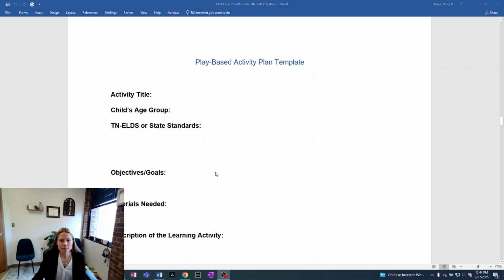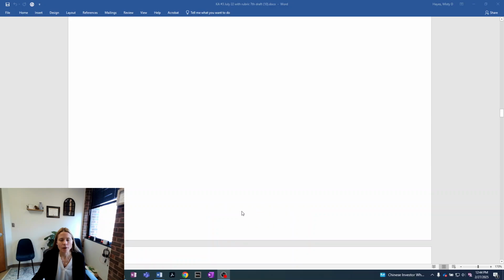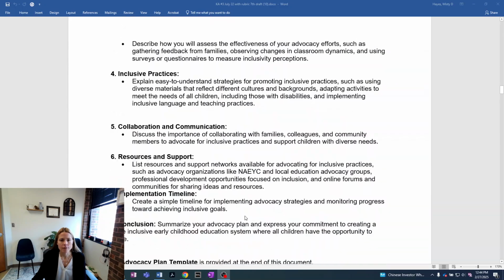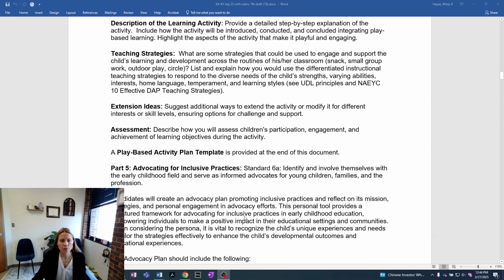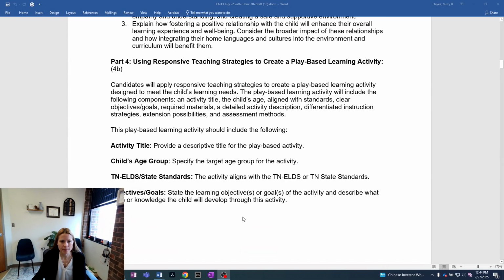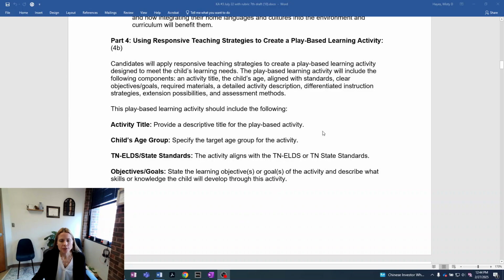You're going to use this template to complete part 4 of this project. Okay, up here is where I explain each part. So in your play-based learning activity, the first one should be your activity title. So you're going to provide a descriptive title for the play-based learning activity.